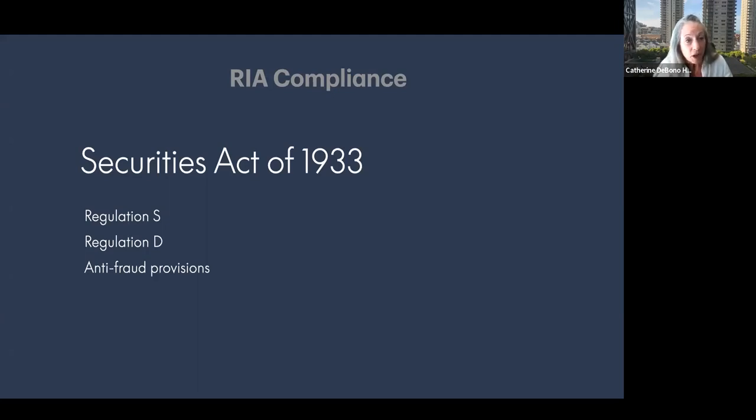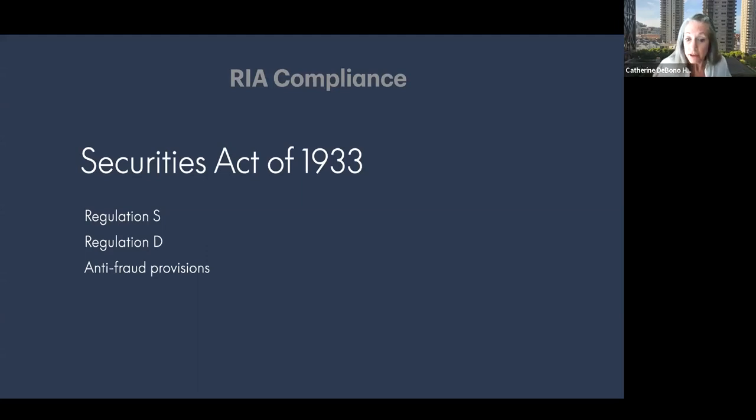And many people in the EB-5 world are already quite familiar with these requirements. Regulation S is an exemption for offerings to foreign investors. Regulation D is an exemption for private offerings to US-based investors. And lastly, the Securities Act of 1933 requires that the issuer provide full disclosure to investors regarding all of the facts and the risks involved in making an investment. So this is what we broadly call the anti-fraud provisions.